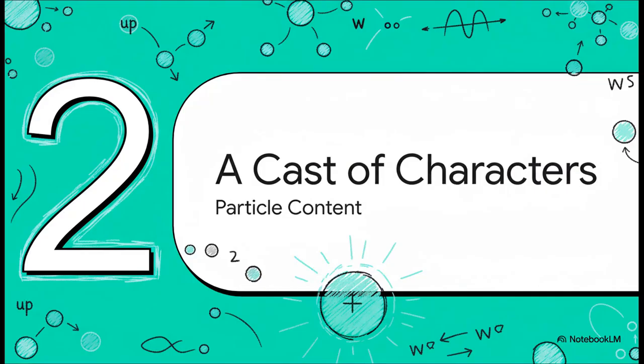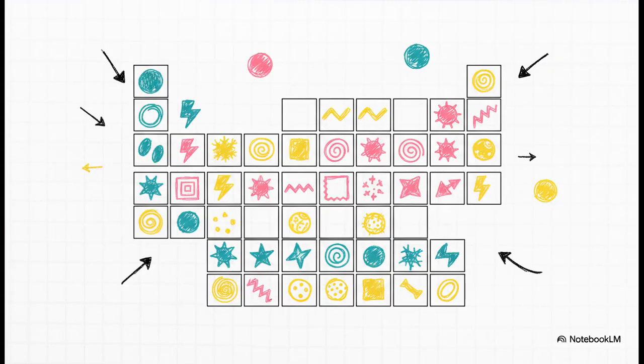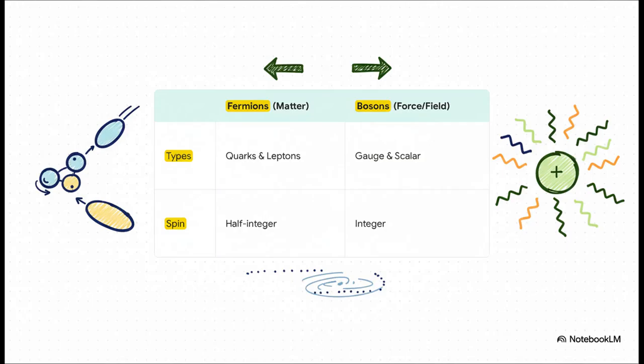So who are the main players in this whole cosmic story? The Standard Model basically provides us with a complete cast of characters. Probably the easiest way to wrap your head around this is to think of it like a periodic table. But instead of elements like hydrogen or gold, this table organizes the most fundamental particles that we know exist. And here it is, the whole chart. I know, it looks like a lot, right? But don't worry, it's actually pretty simple when you break it down.